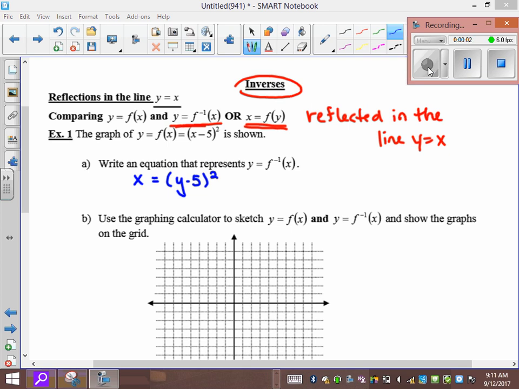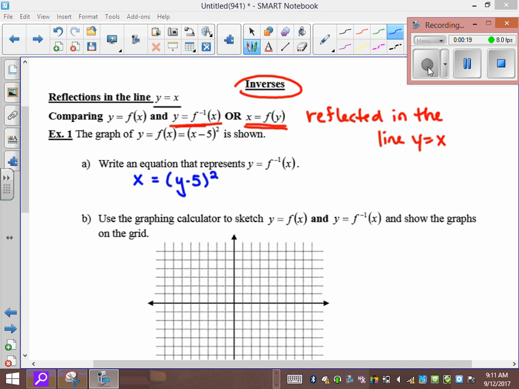x equals y minus 5 squared is actually correct. That is the equation of the inverse. The problem is that they're going to give it to you in y equals format, right? They're usually not going to give it to you in x equals format. So the first step is to change your x and y's, because that's what you do when you have an inverse, your x and y switch.